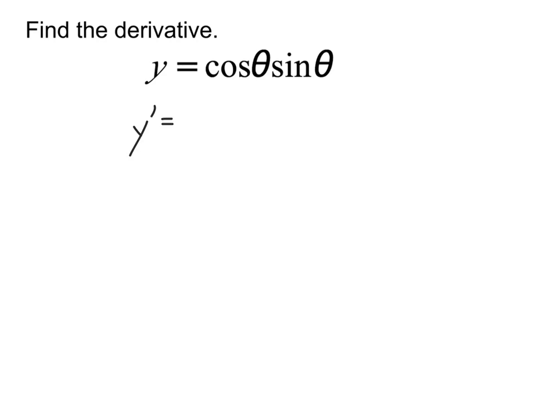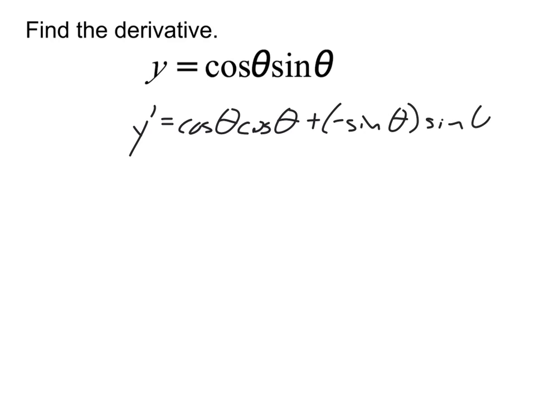So to find our derivative here, since it's product rule, that's original times derivative, so it's going to be cosine of theta times the derivative of sine, which is cosine of theta, plus derivative of cosine this time, which is going to be negative sine of theta, times sine theta. And so we can go ahead and clean this up. So we end up with cosine squared of theta minus sine squared of theta.